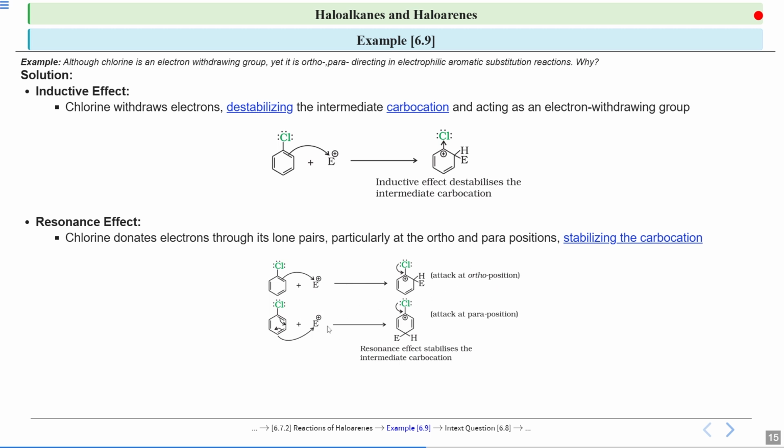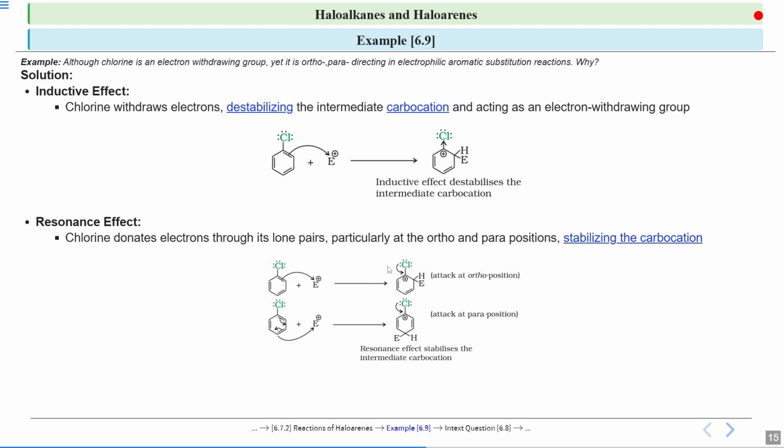Now, when the electrophile is attacking on the para position, then again the carbocation is forming after the attack at the para position. But these carbocations which are ortho substituted and para substituted are stabilized by the resonance effect. So the resonance effect shown by the chlorine is stabilizing the intermediate carbocation, because the resonance effect is due to the lone pairs of electrons present on the chlorine, present on the halogen. Okay. Meanwhile, due to the inductive effect, it is destabilizing the carbocation.